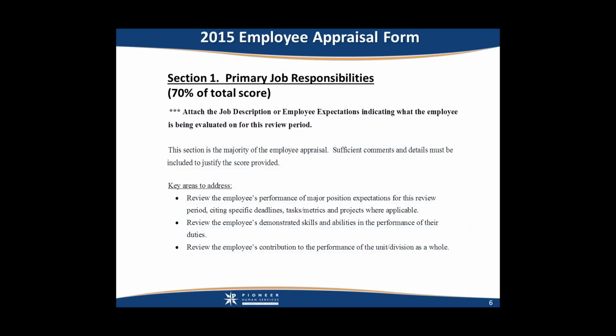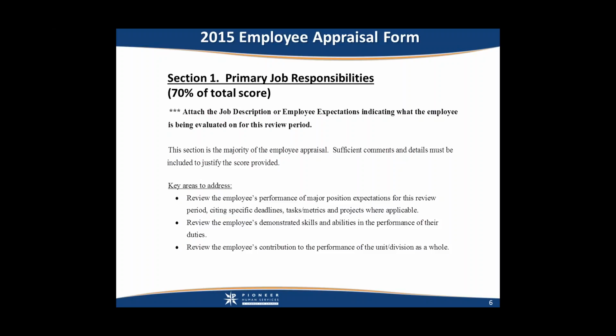So moving on to taking a look at the 2015 Employee Appraisal Form. Section 1 remains primary job responsibilities. It's still 70% of the total score. It's important to remember to attach a job description or employee expectations indicating what the employee is being evaluated on for this review period. If either a job description or employee expectations form is not attached to your submitted appraisal for a specific employee, it will be returned.